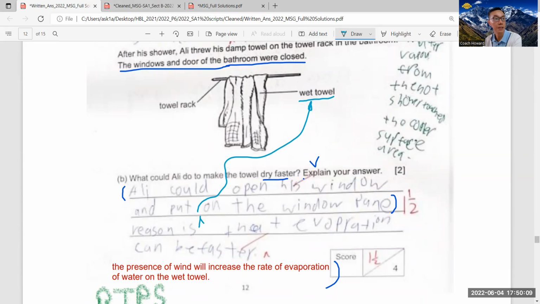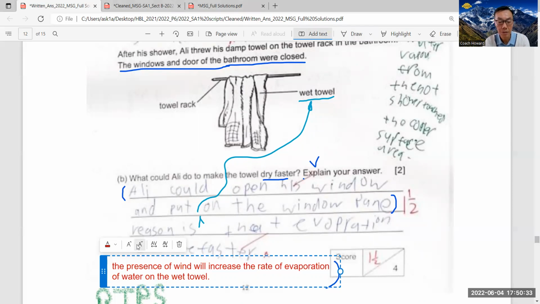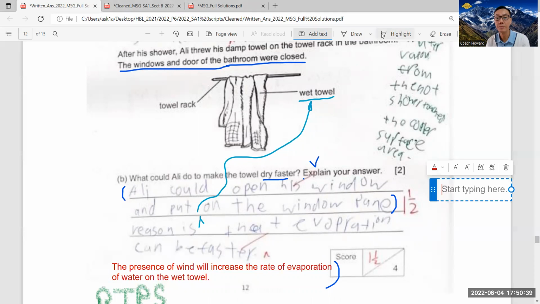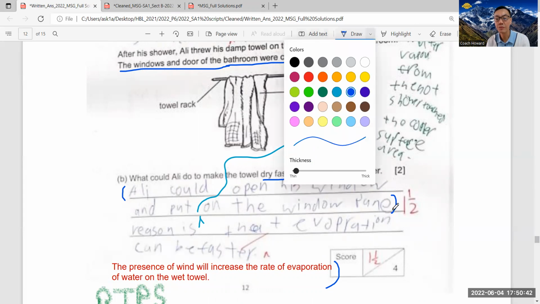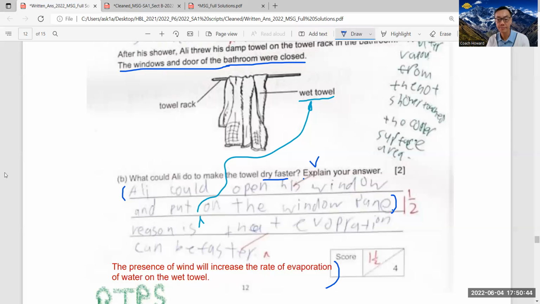So you copy down this one. Okay, Ali could open his window and put the wet towel on the window plane, then full stop. The presence of wind will increase the rate of evaporation of water on the wet towel. Okay, so take note now, the presence of wind. So this is full stop down here. Okay, I've sent it over already.